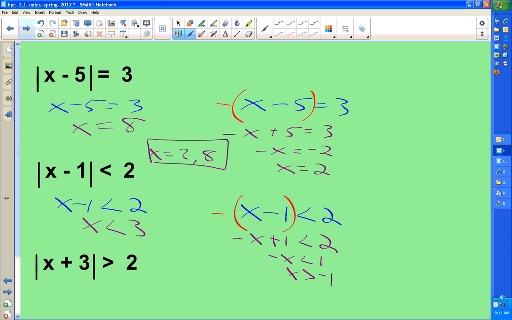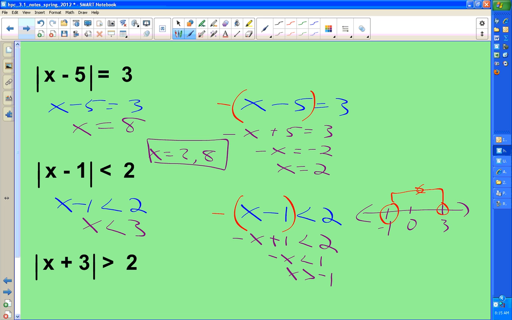If you look at that graphically, here's negative 1, here's 3. You're going to be open circle on the negative 1 to the right, and open circle on the 3 to the left. There's your overlap. This was absolute value is less than. Absolute less thans are overlaps.